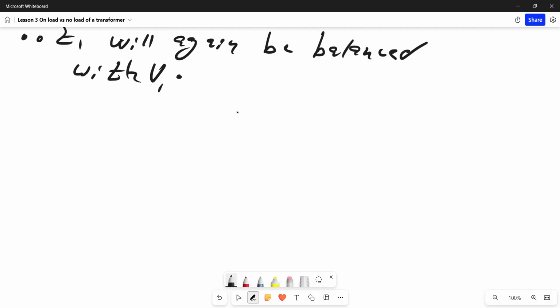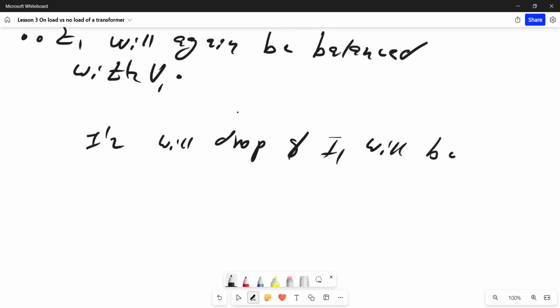And then obviously when they cancel each other, what happens? The current I prime 2 will also decrease, and then the current will return back to the rated current. Meaning I prime 2 will drop and I1 will be full load. All right, so this is what also happens.